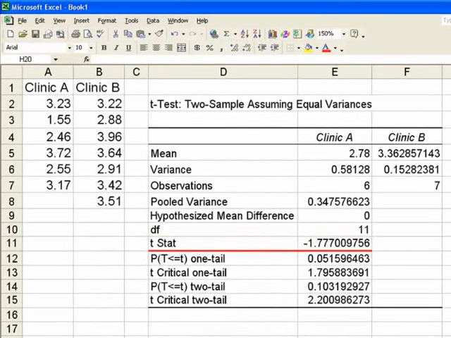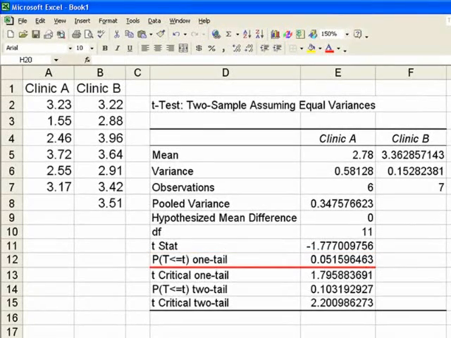Next, the t-stat is what your book calls t-comp. This is a computed t-value, or the t-statistic. So in this case, our t-statistic, our t-comp, is negative 1.7770.